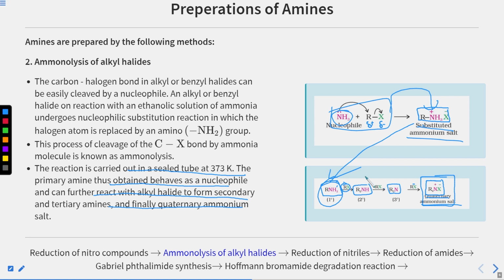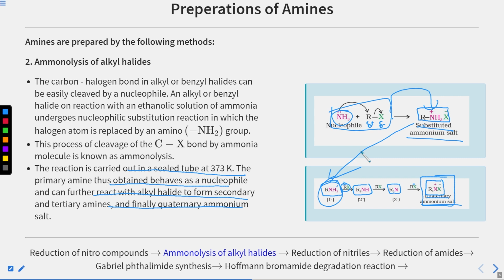Now this process of cleavage of the C-X bond by ammonia is called ammonolysis. So this is basically the reaction of ammonia with RX. So it is called ammonolysis of halogen or haloalkane, I would say. Okay, clear? So this is one of the methods. Now what is the next method?